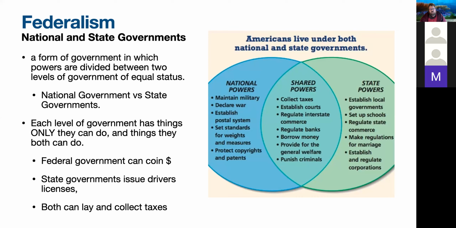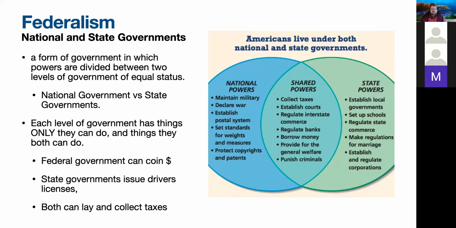And then things that they can both do. They can both collect taxes. Each year, if you work, you file a federal return, you file a state return. There are times where I get money back from the feds, I owe the state $100. I don't know why. It's just how it works. Establishing court systems. There are two levels of court systems, as we'll talk about here in a minute.